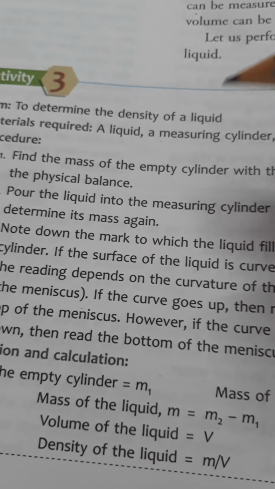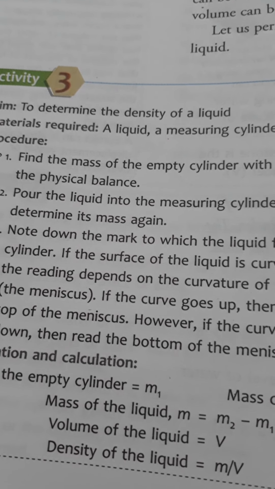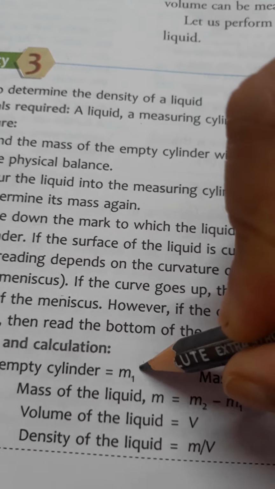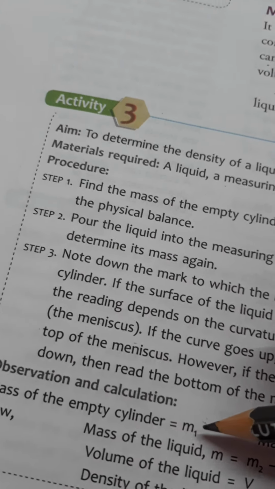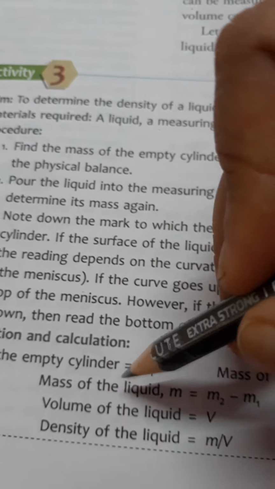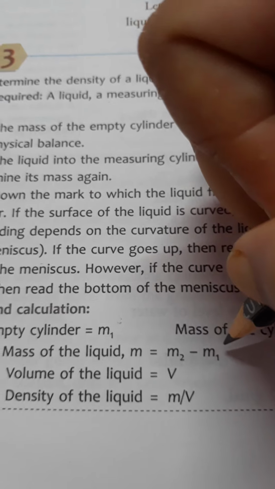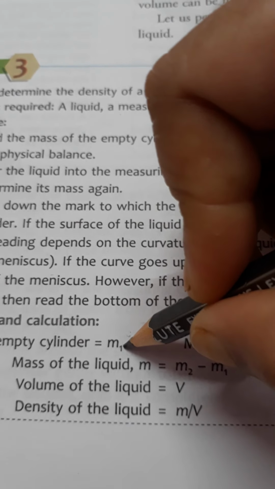Now observation and calculation. The mass of the empty cylinder is m1 and the mass of the cylinder filled with liquid is m2. Our first step was to find the mass of the empty cylinder using a physical balance, which gives m1, and then the mass of the filled cylinder, m2. So the mass of the liquid is m2 minus m1. When you subtract m1 from m2, you get the mass of the liquid.